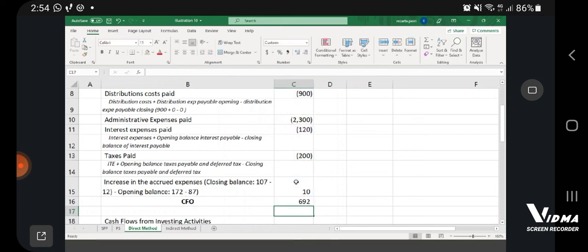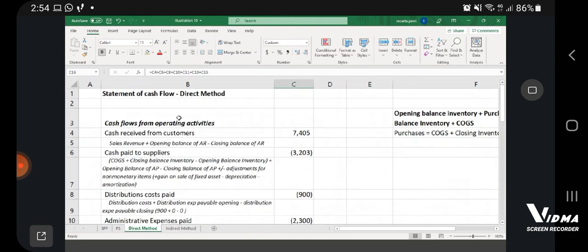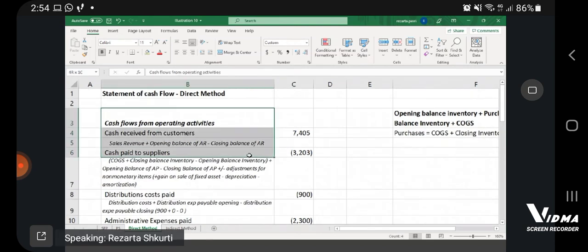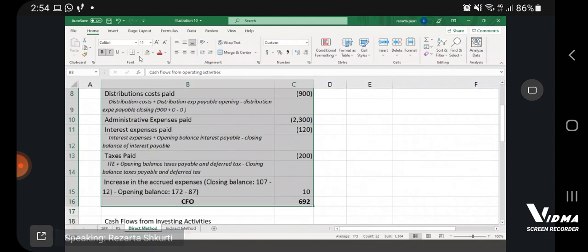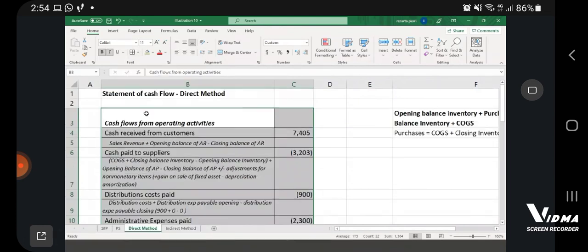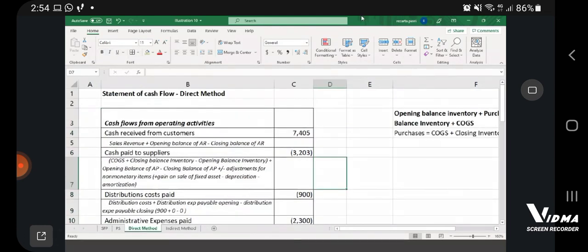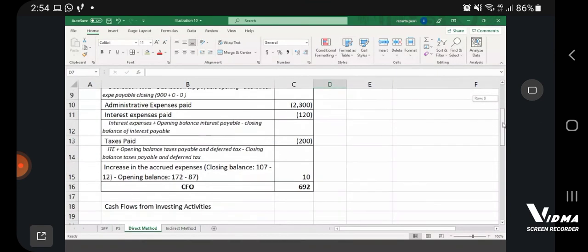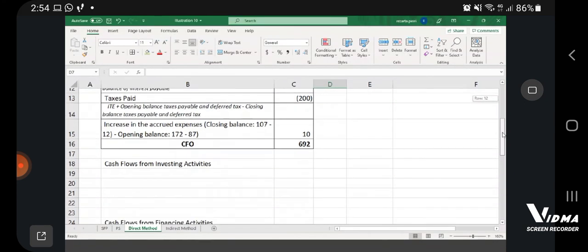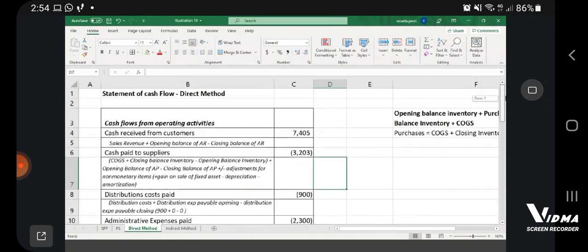And we can find out that the cash flows from operating activity is 692,000, because the amounts are in thousands. Any questions so far? We completed the most time-consuming section of preparing a cash flow statement, and that is the operating activities. Again, under the direct method, we take the items one by one. We should have less work to do in the second sections.